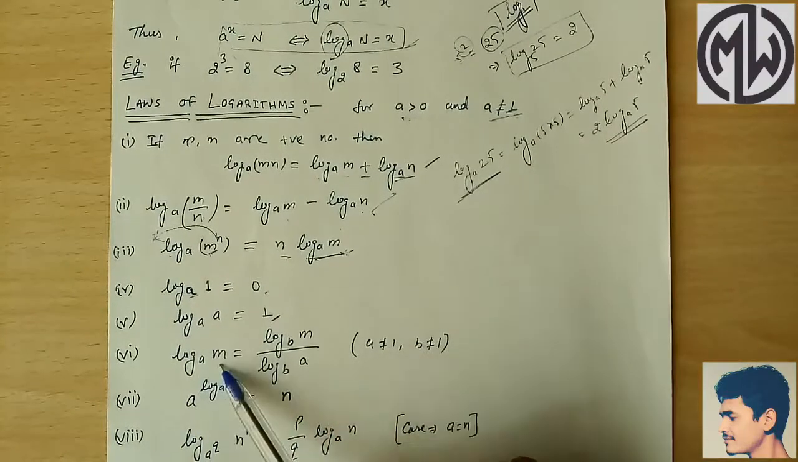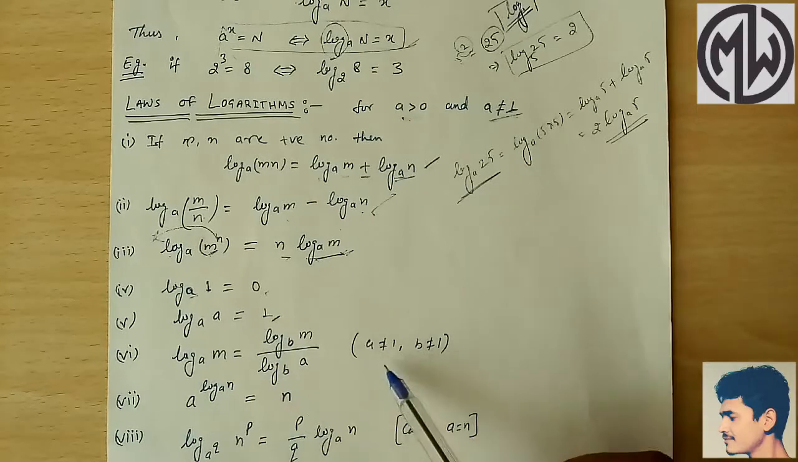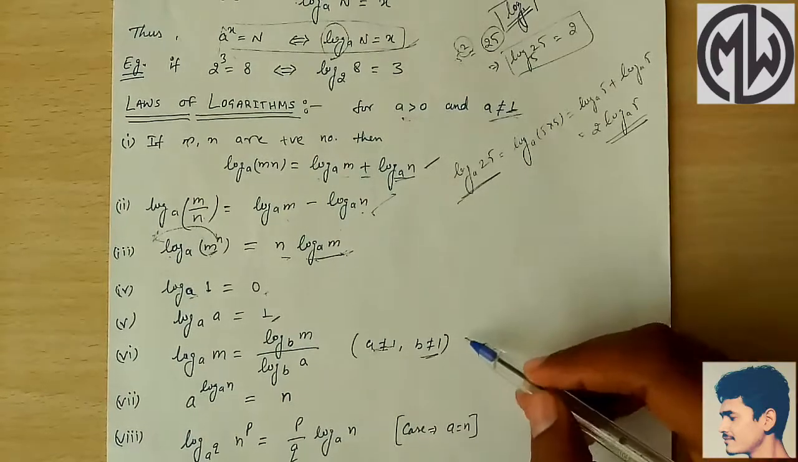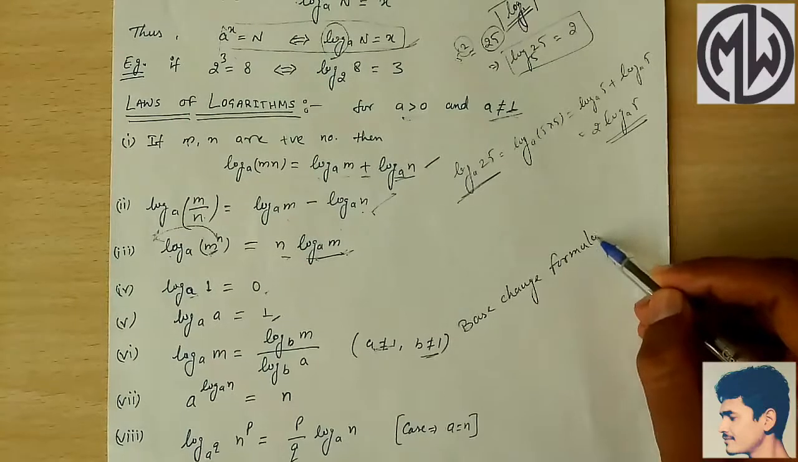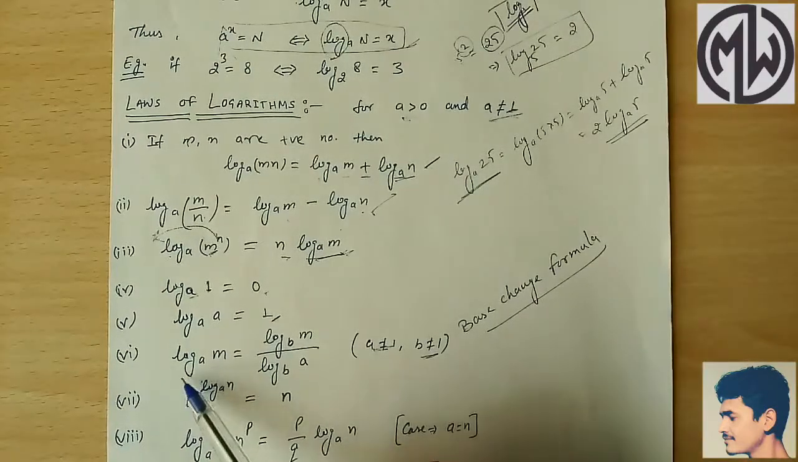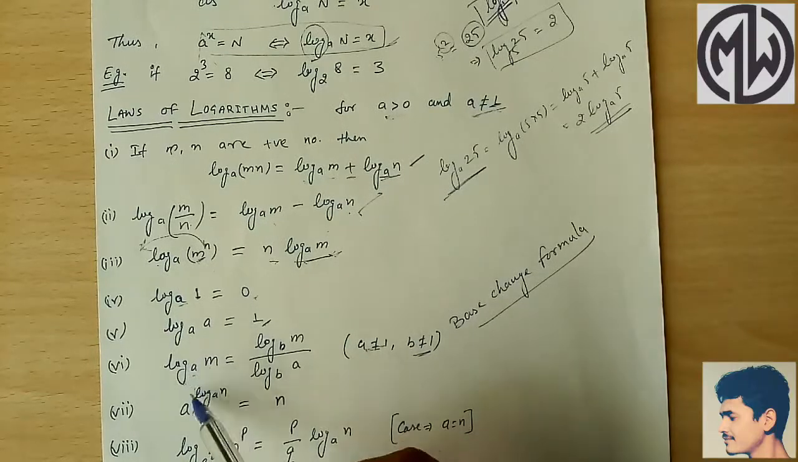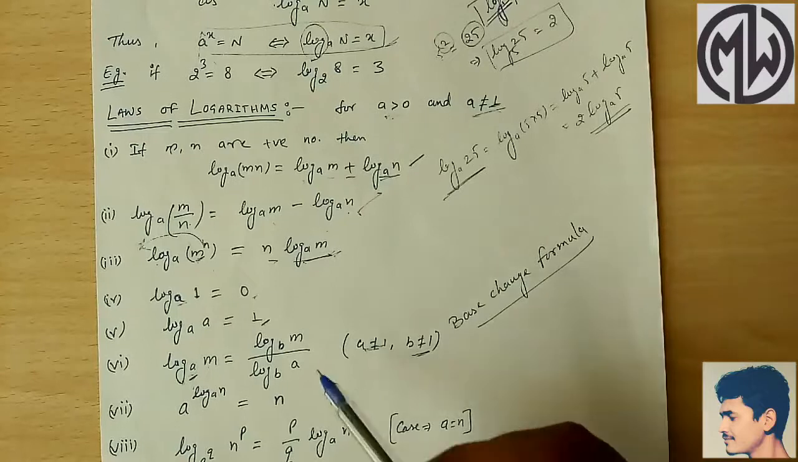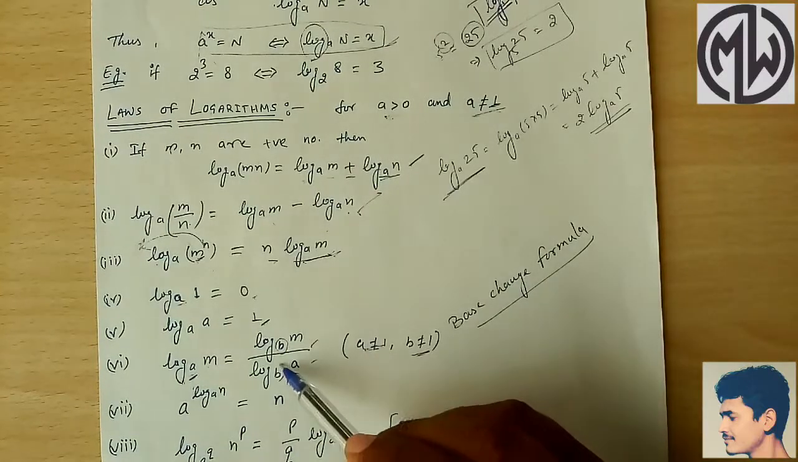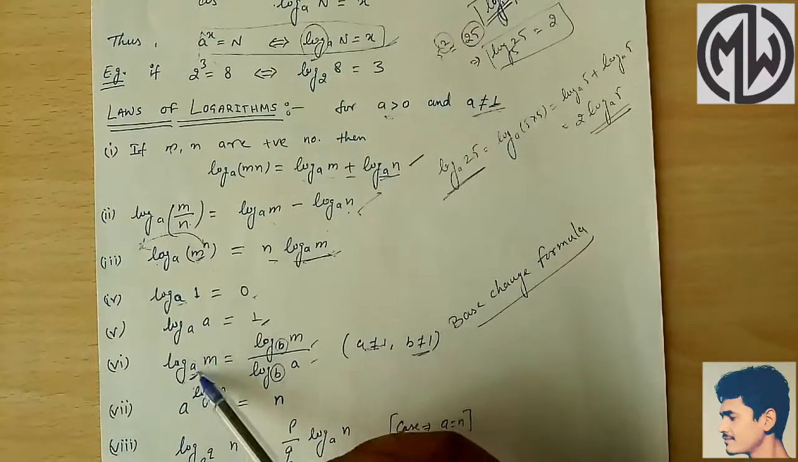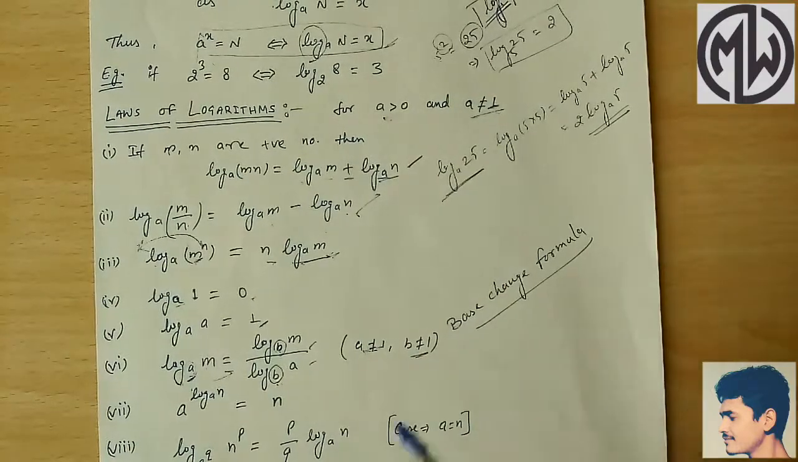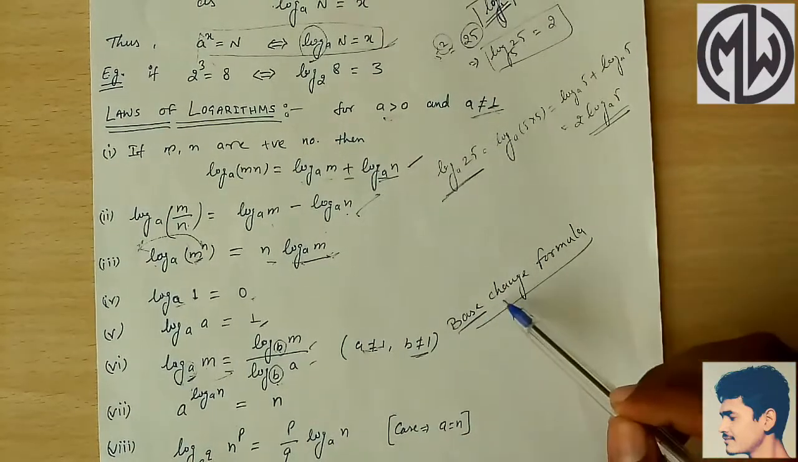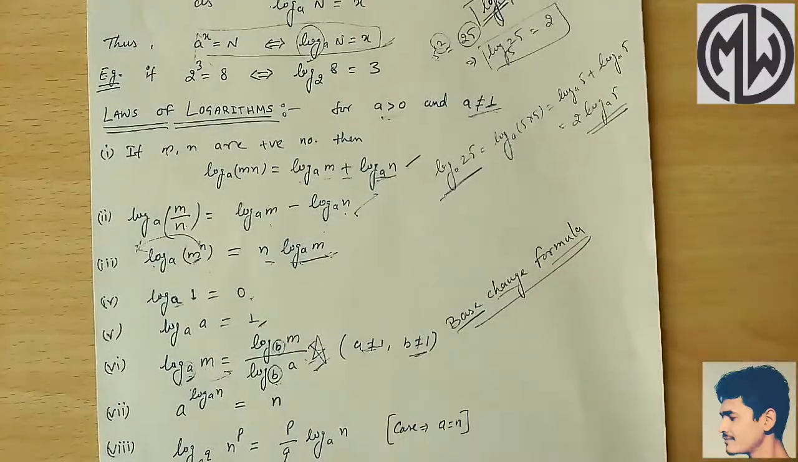Next is log a m is equal to log b m upon log b a, where a not equal to 1 and b is not equal to 1. This is also called base change formula. Because if we see in left hand side log m to the base a, means on the left hand side your base is a, but now in right hand side we have another base b, means we have changed the base. Okay, first the base was a and now the base is b. So that's why it is also called base change formula. This is the important formula. All of these are important but this one is a bit more important.